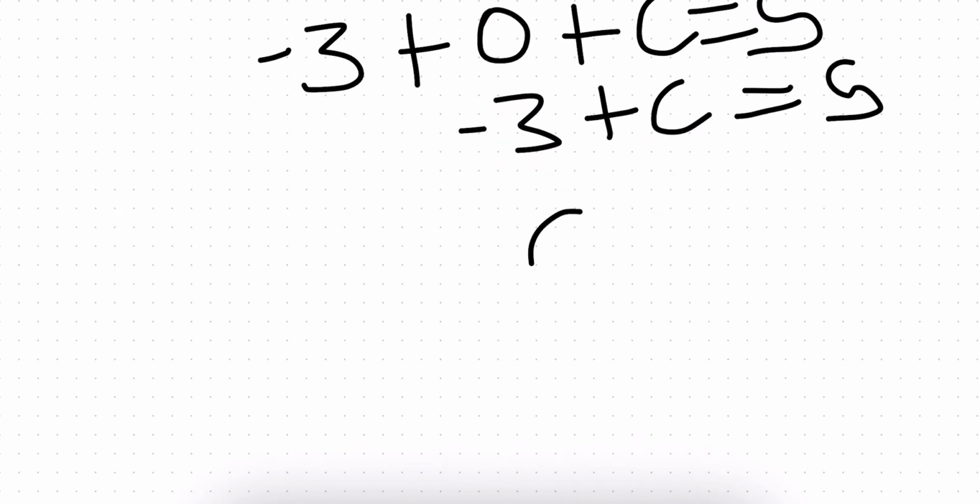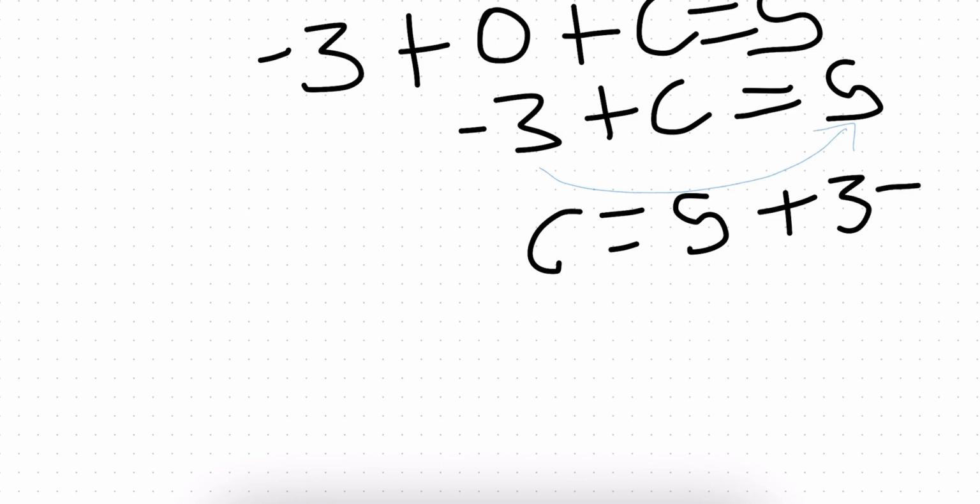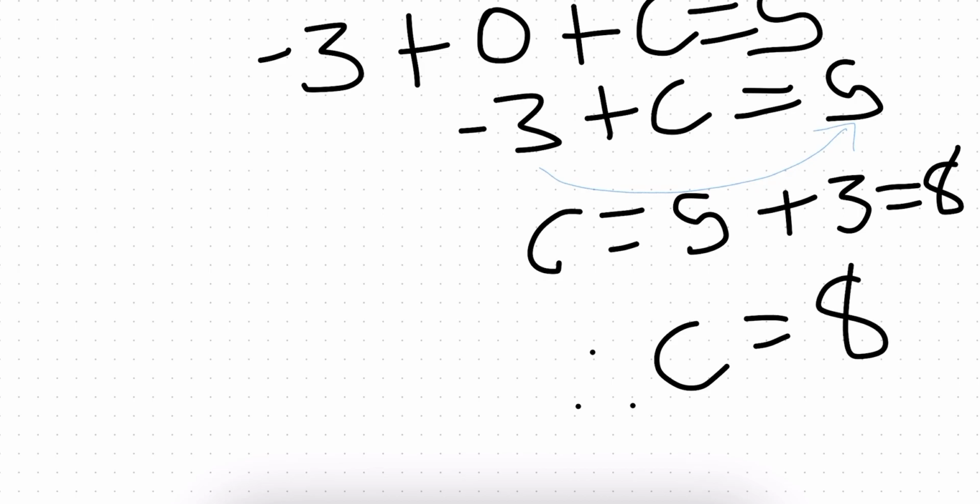Then your c becomes 5. You take this one over here, literally transpose it. Now it changes sign as soon as it crosses the equal sign, to positive 3. And that's equivalent to 8. Therefore, your c is equal to 8. But you haven't solved the actual problem. Let's go back to the problem.